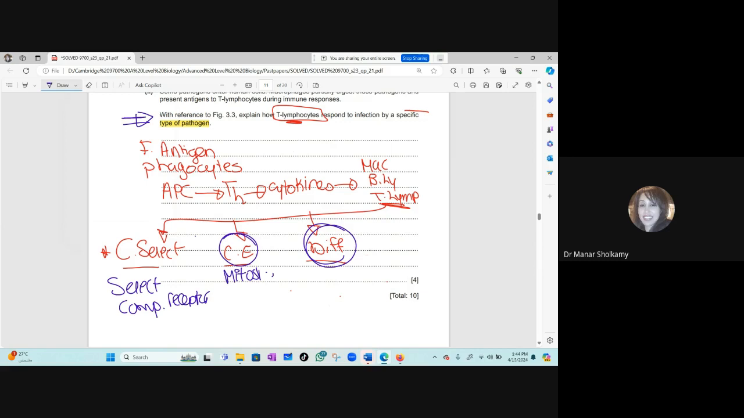The T lymphocyte differentiates into what? What are the different subtypes of T lymphocytes? T helper, T cytotoxic, and T memory cells. Very good. The T cytotoxic, what does it do? We know what the T helper does. They kill the pathogen directly. Very good. What do they produce to kill the pathogen directly?